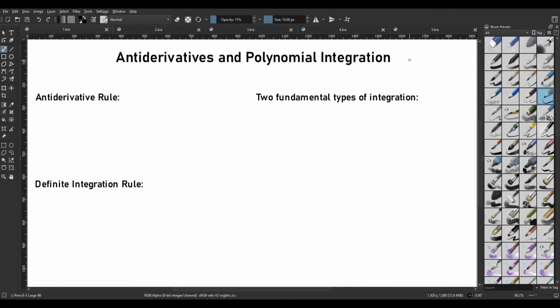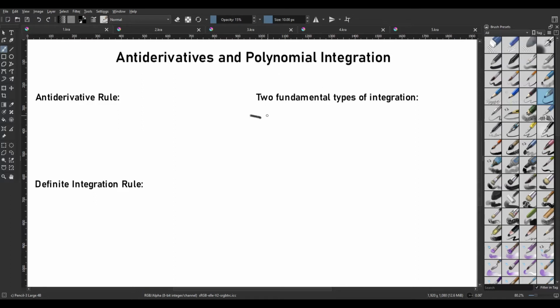Alright, today we're going to be looking at doing some integration, some calculus actually. We're going to be looking at polynomial integration, and we're going to be exploring antiderivatives. So there are multiple types of integration. There's some pretty high-level stuff that you'll see in physics, but for now we're just going to be looking at, again, polynomial integration, and we're going to be doing the two fundamental types.